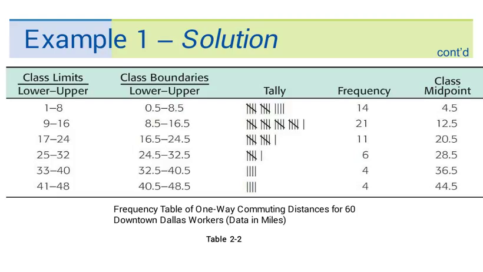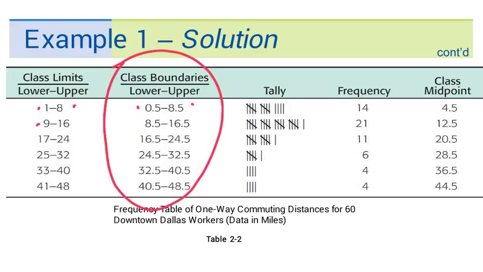When I calculate all of my class boundaries, this is what I see here. Notice, if I look at the lower class limit of 1, I subtract 0.5 from it, so I get 0.5. Upper class limit of 8, I add 0.5 to get 8.5. Lower class limit of 9, I subtract 0.5 to get 8.5. Upper class limit of 16, I add 0.5 to get 16.5. Lower class limit of 17, I subtract 0.5 to get 16.5. Upper class limit of 24, I add 0.5 to get 24.5.